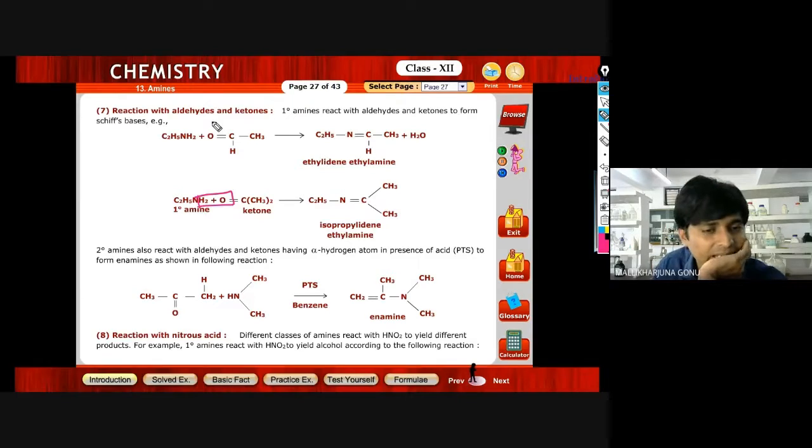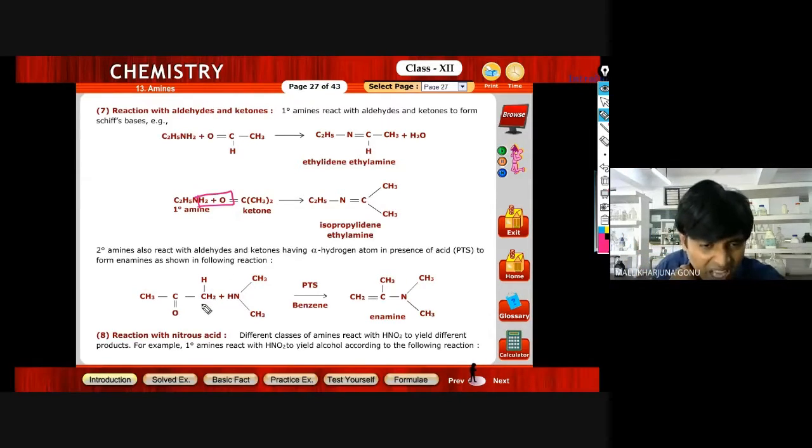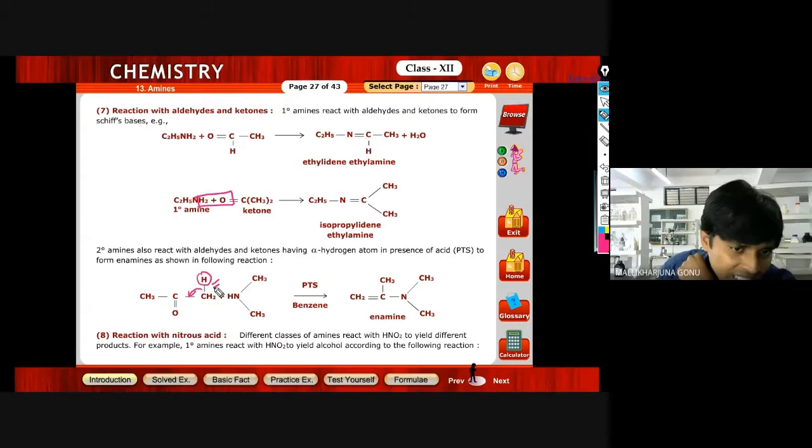But in the case of secondary amines, what happens is basically the alpha hydrogen participates in the reaction. Usually what happens with this bond is that tautomerism takes place. Tautomerism in the sense that the hydrogen shifts from here to there, and keeps shifting. So this is called tautomerism.